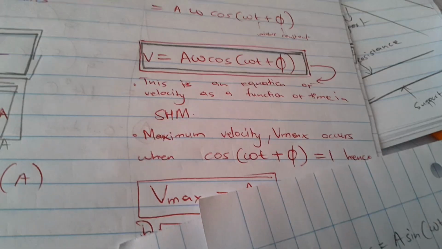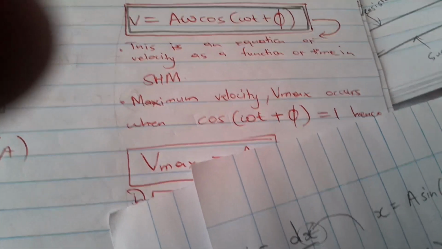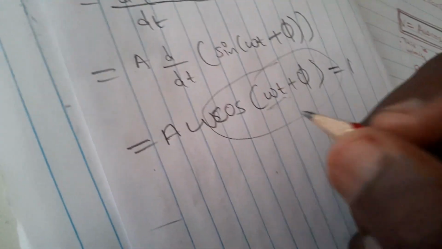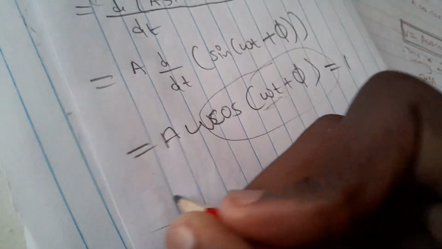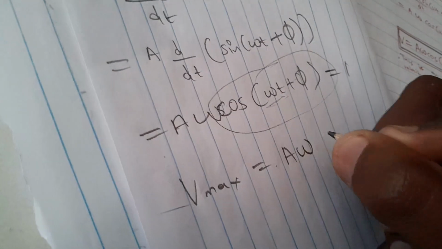Remember, this is an equation of velocity as a function of time in simple harmonic motion. So now for maximum velocity in harmonic motion, we're going to let this thing equal 1. Therefore your Vmax will be equal to Aω. This is how they derived that equation that I did in the previous video.